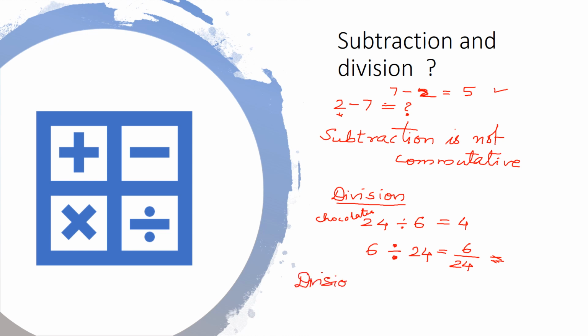So what have you understood? Any way you do multiplication, any way you do addition, the answer is not going to change. But you cannot do subtraction and division in the same way. Is it understood? It cannot. It has a specific order. You have to maintain that order.